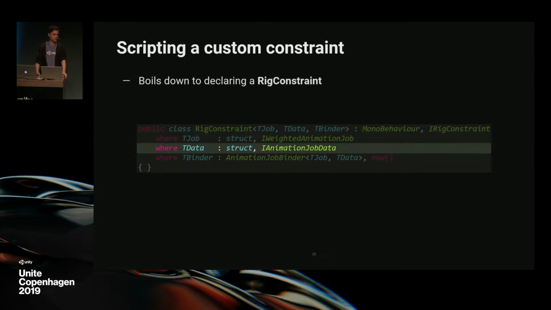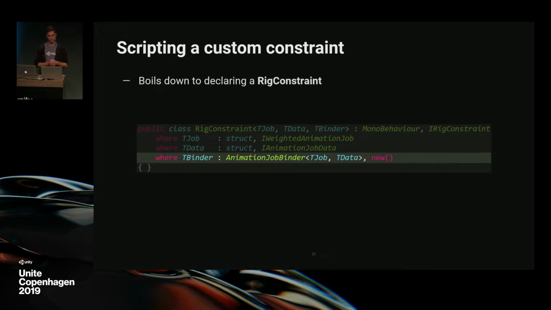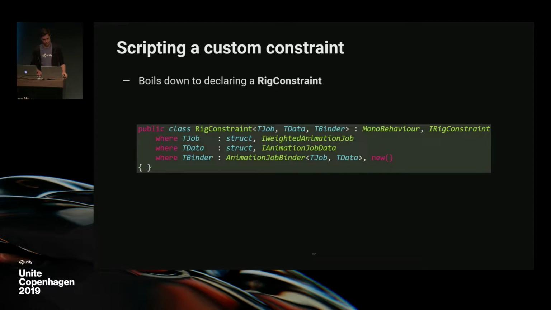Secondly, we need to define the data our job is going to work on. This supplies all the necessary data we need to execute our job successfully. And then finally, our third component is the animation job binder, which takes care of creating and destroying the job. So that's all it takes to implement your own custom rig constraint. The system will hook the rest up for you.